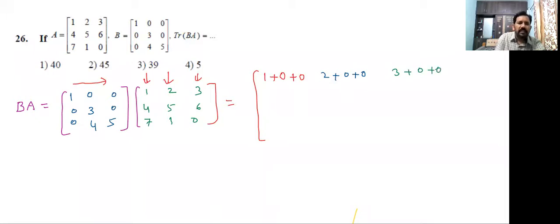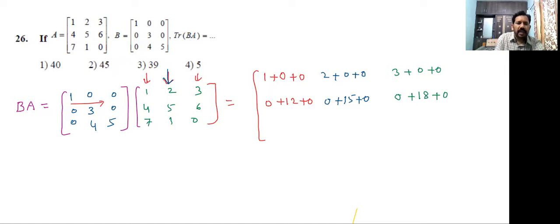Okay. Next, I am going to the second row. Second row, first column. Tell me what we get. 0 into 1, 0. 3 into 4, 12. 0 into 7, 0. Next, second row, second column. 0 into 2, 0. 3 fives are 15. 0 ones are 0. Next, second row, third column. 0 into 3, 0. 3 sixes are 18, plus 0 into 0.